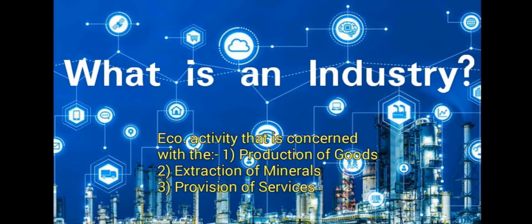And what is the definition? How can we define industry? Actually, industry is an economic activity, right? In the 4th chapter, in the agriculture chapter, we studied there are 3 activities: primary activity, secondary activity and tertiary activity. Industry comes under economic activity, that is production of goods, extraction of minerals and provision of services, right? These are the activities carried out in industries.